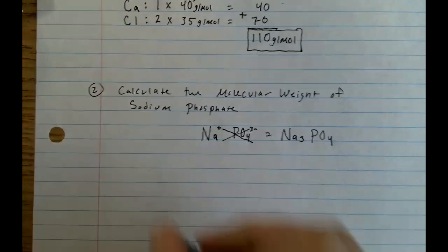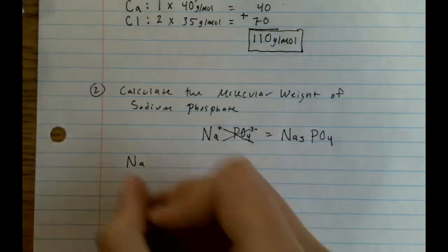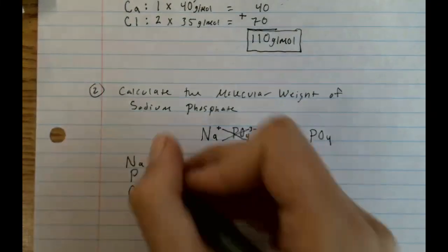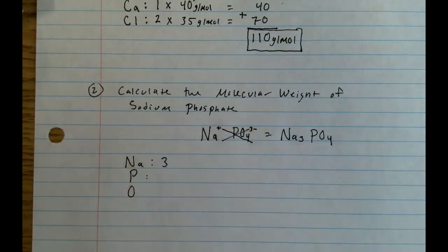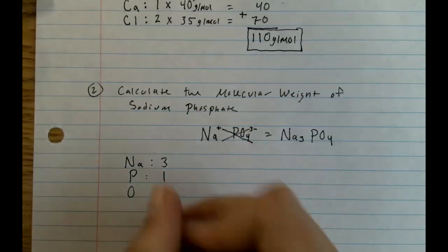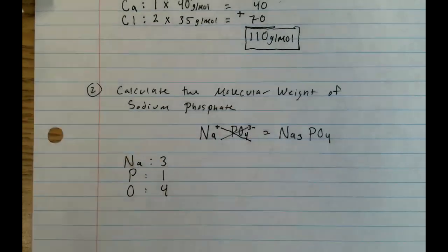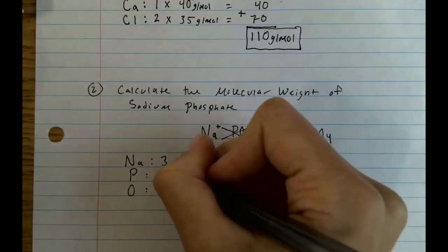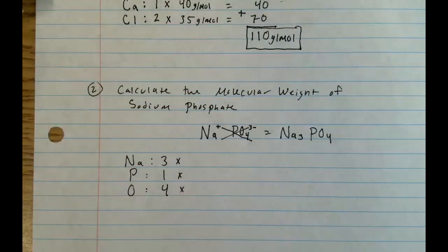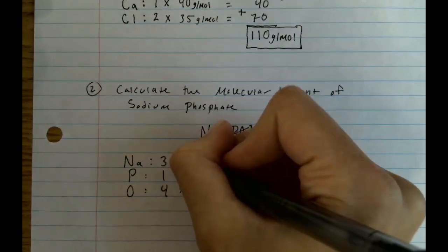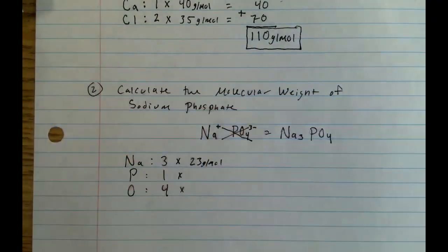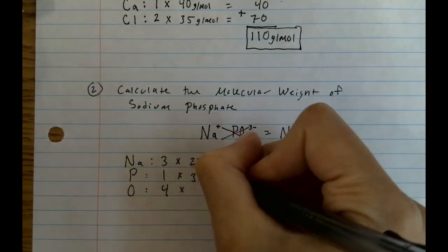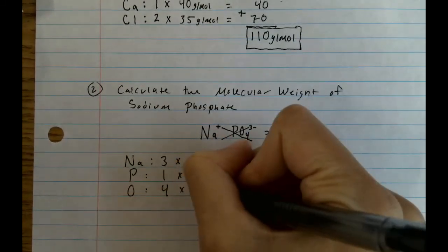So now we're going to list off each atom. We have sodium, phosphorus, and oxygen. There are 3 sodiums, 1 phosphorus, and 4 oxygens. So again, you're going to go to your periodic table and you're going to look up the atomic mass for each of these atoms. For sodium, it's about 23 grams per mole. For phosphorus, it's about 31 grams per mole, and oxygen is about 16 grams per mole.